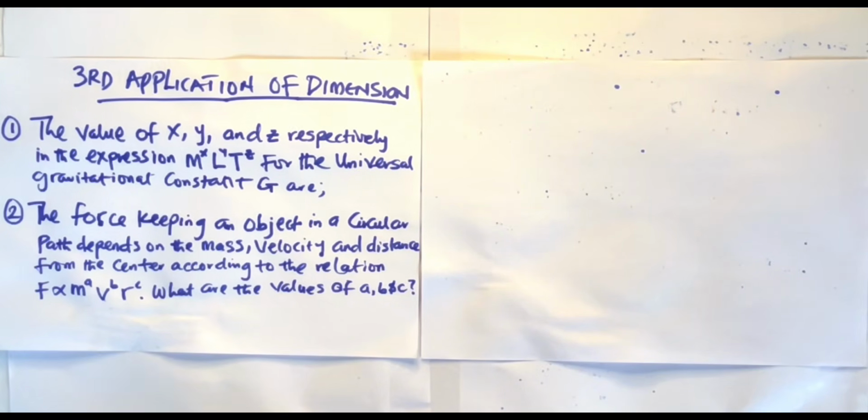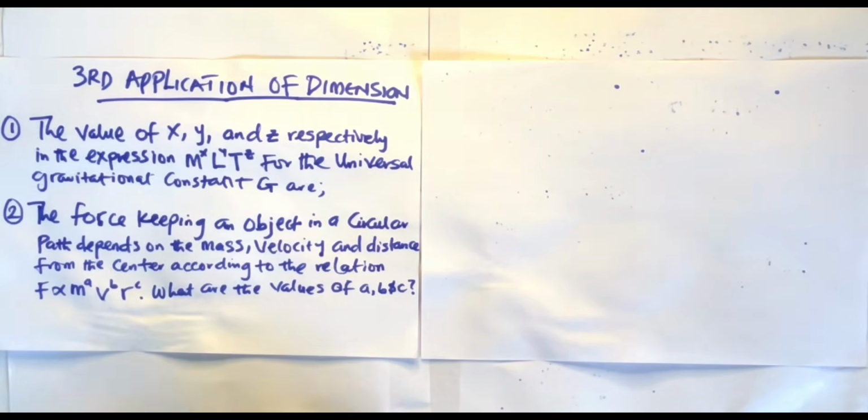Number 1, the value of x, y, and z respectively in the expression of M raised to the power of x, L raised to the power of y, and T raised to the power of z for a universal gravitational constant G are.